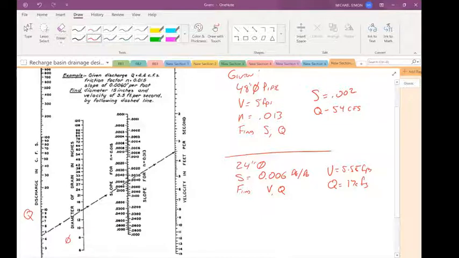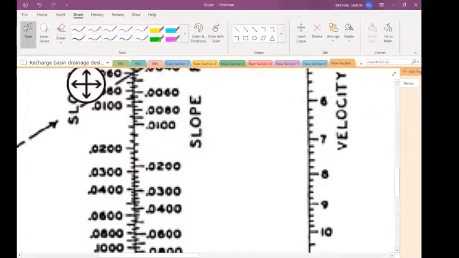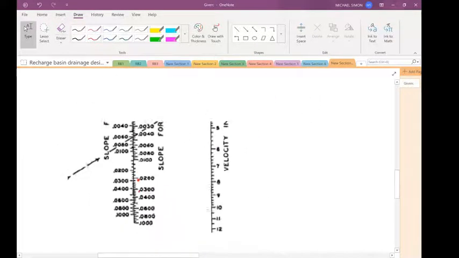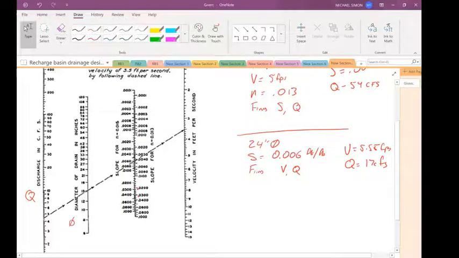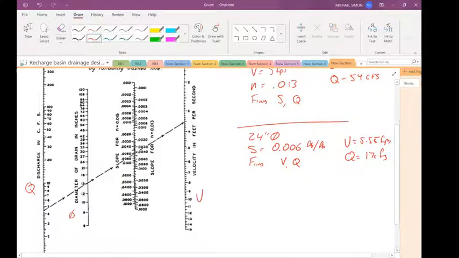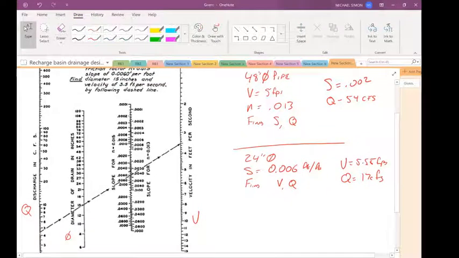I do want to make sure you be very, very careful. If you zoom in really close on this, it's a decimal point. It's 0.0200, 0.0300. So all those numbers start with a decimal point. Just keep that in mind. And the last column is our velocity. So let's see what we got.